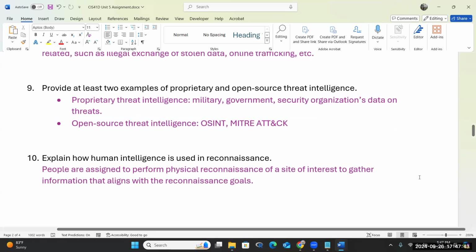Now, one thing that the book mentioned that other books might not is human intelligence. So in reconnaissance, you would send people or individuals to perform physical reconnaissance. Like if you're able to access certain rooms or doors, if you're able to ask for information from people on site, right? Employees, people that work there. So physically, this form of intelligence needs to be performed by individuals.